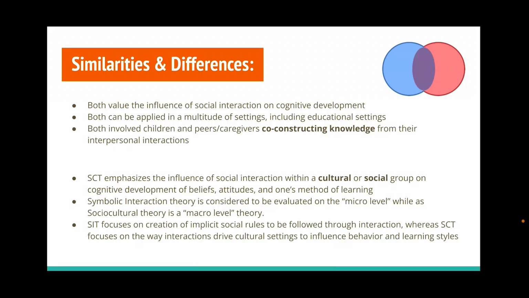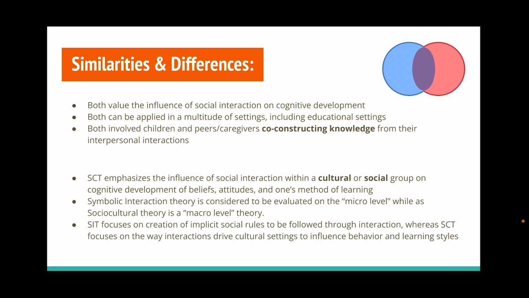So when comparing the sociocultural theory with the symbolic interaction theory, they both value the influence of social interaction on cognitive development, and they both involve children and peers or children and their perceived caregivers co-constructing knowledge from their interpersonal interactions with one another, and they both can be applied in a multitude of settings, including educational and socialization or play settings. Some differences include that the symbolic interaction theory is considered to be evaluated on a micro level, whereas sociocultural theory is a macro level theory.